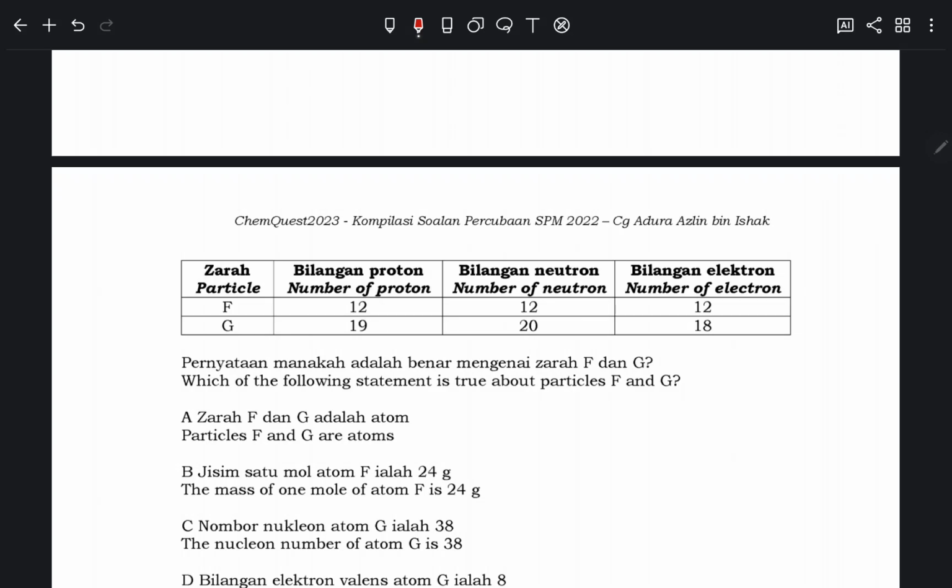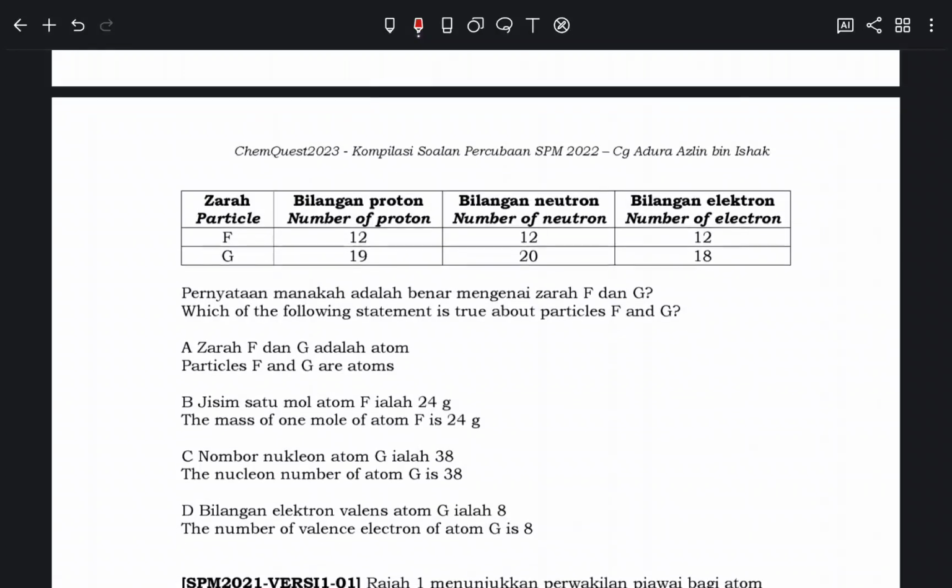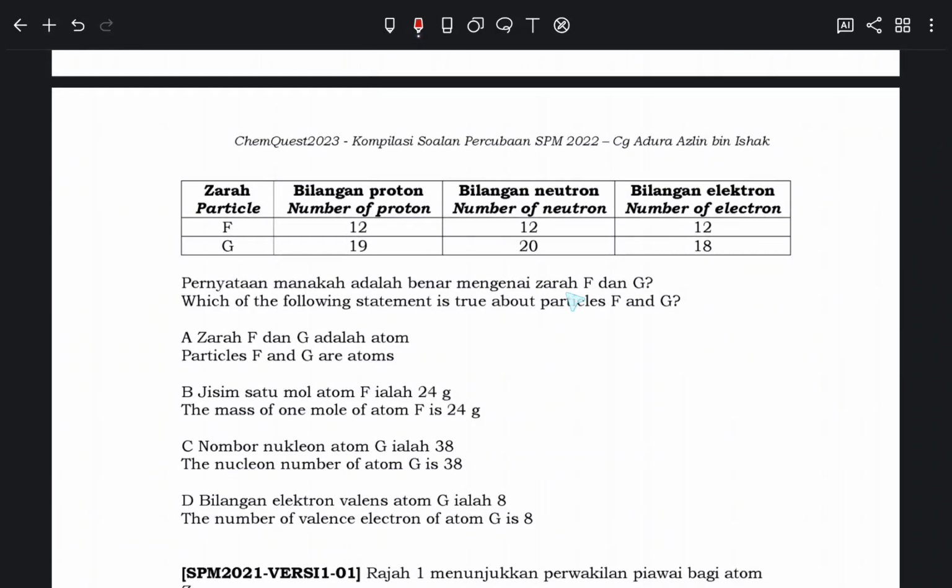Always observe the proton and electron first. Which of the statements is true about particle F and G? Okay, so particle F and G are atoms. Are you sure they are atoms? If atom means what I say, P equal to E. So try to see. For F, yes, P equal to E. Proton and electron is the same. But G, no. So A is obviously wrong.